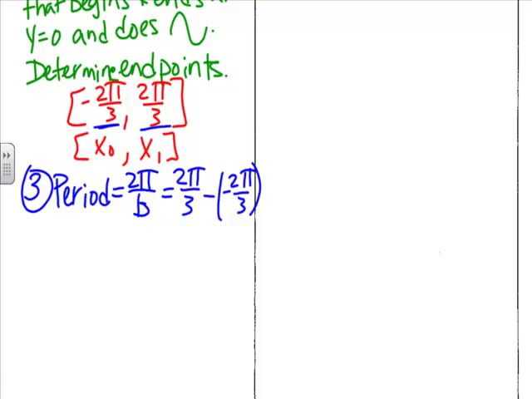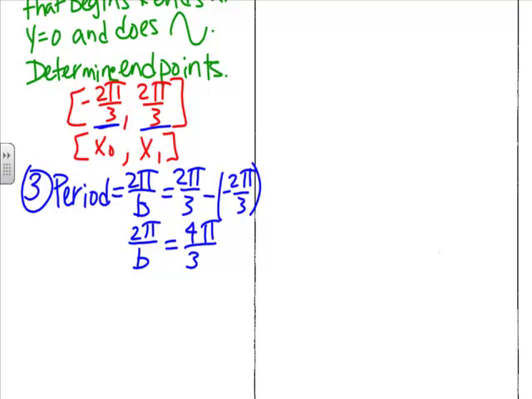So 2 pi over b then is equal to, and if you don't like fractions, just put the fractions in your calc and bring the pi along for the ride. So it's really 2/3 plus 2/3, also known as 4/3. So 4 over 3 pi.